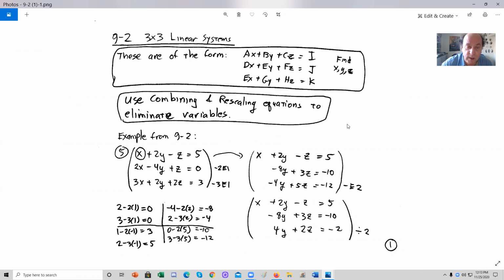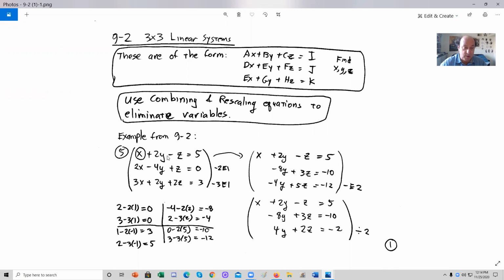Now, we'll rescale and combine, just like with 2x2 systems, to eliminate variables. Because this is 3x3, there's like 12 numbers involved, as opposed to 2x2, which is 6 numbers, half as many. So this is a longer, more difficult problem set, and that's just the unfortunate all there is to it. So I'm going to go to relatively fewer problems just to show how this works.